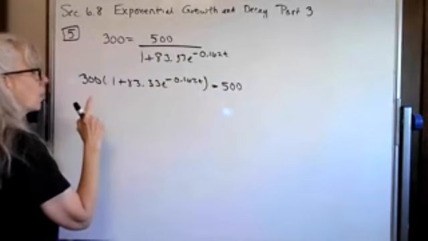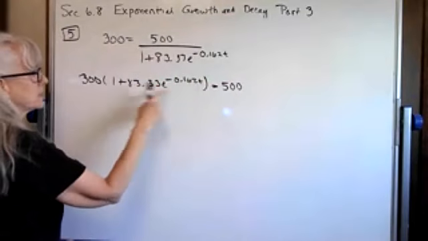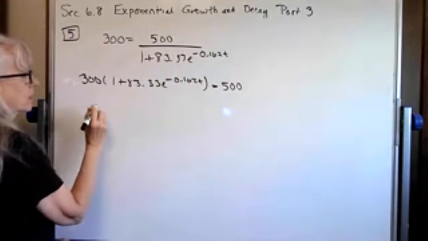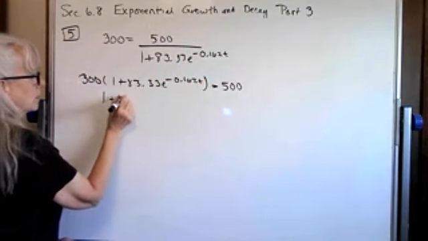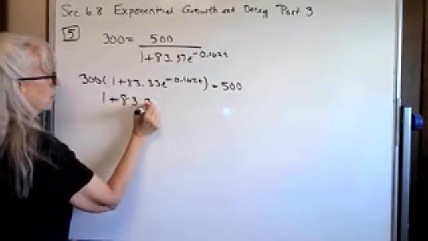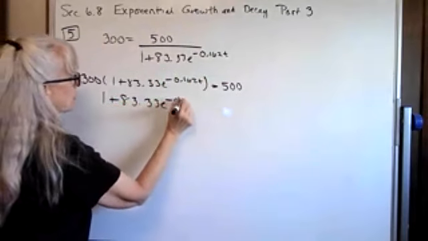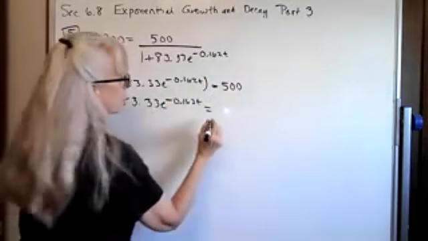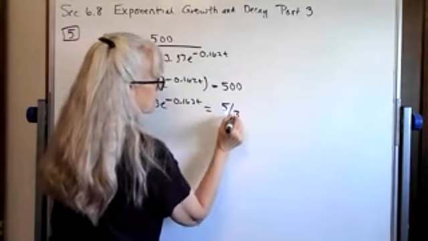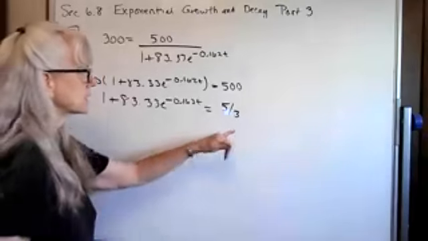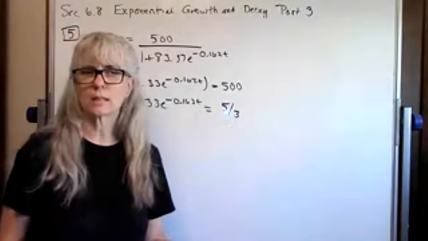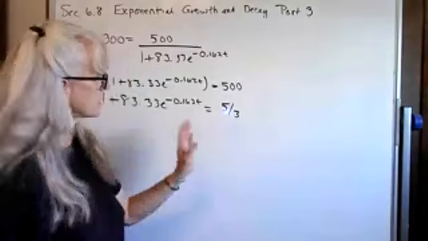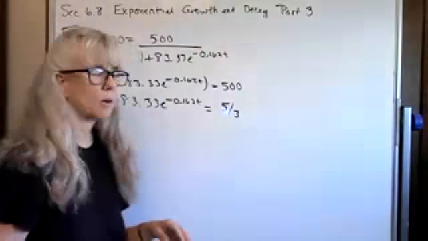Okay, so again, solving for t is now inside parentheses. We're going to divide out this 300. So we'll have 1 plus 83.33 e to the negative 0.162t is equal to 500 divided by 300. That would be 5/3. I'm just going to cancel out the zeros. I'm not going to take that to a decimal because it's a repeating decimal and I don't want rounding error. So I'm going to leave it as 5/3 until we're done with the calculation.